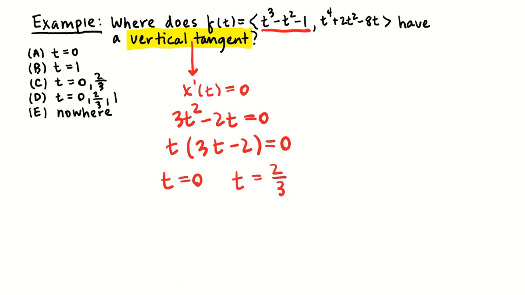Now I need to also check that y prime is not simultaneously 0. But in AP Calculus, we probably don't have to worry about that scenario because it just doesn't come up. So you can go ahead and take y prime, pause the video, check t equals 0, check t equals 2/3. But I'm just telling you that y prime is not going to be 0 at those places, so I'm going to choose answer choice C.